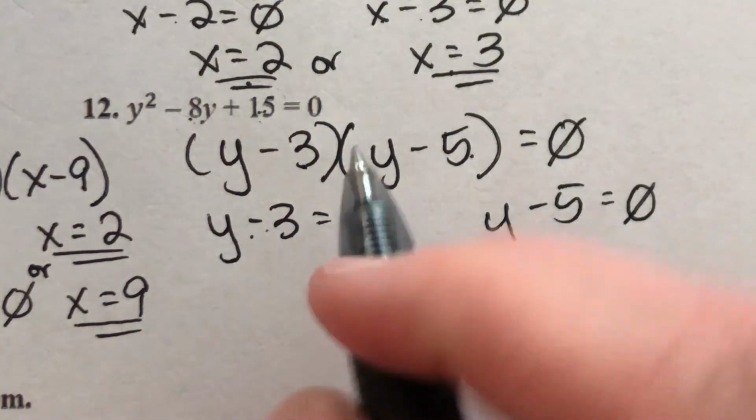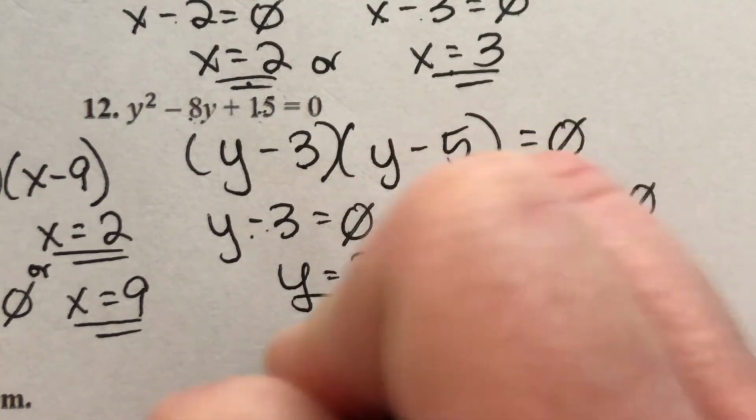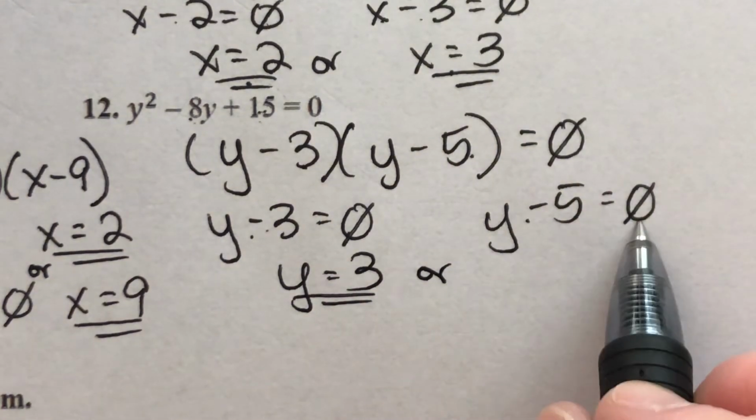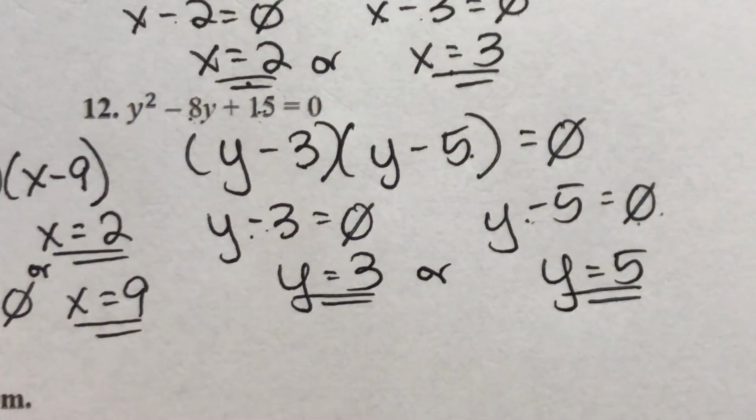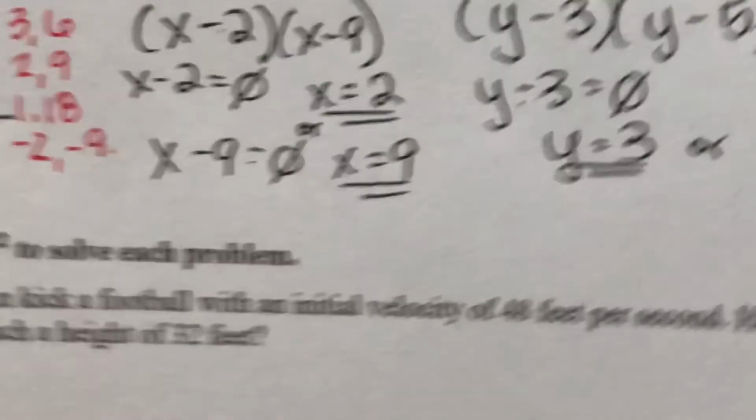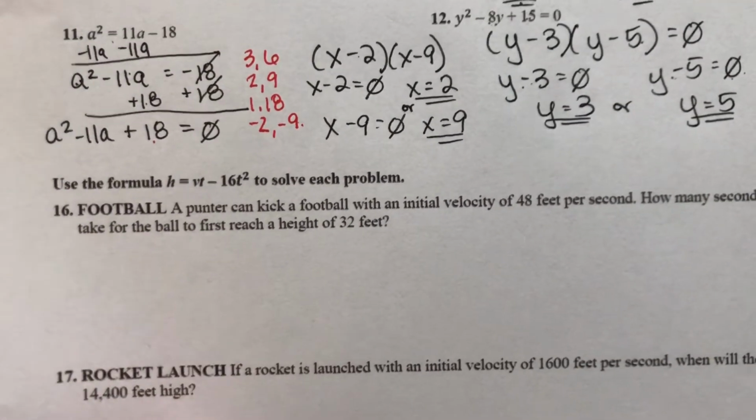Add 3 to both sides, and I get y equals 3. Add 5 to both sides, y equals 5. And there we go. All right, 2 word problems. Let me back up a little bit.